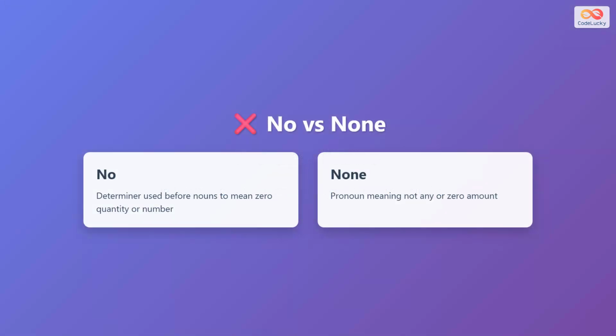No is a word used before a noun to tell that there is zero of that noun. None is a pronoun that replaces a noun to show that there is zero amount. Both mean no quantity, but they are used differently in sentences.